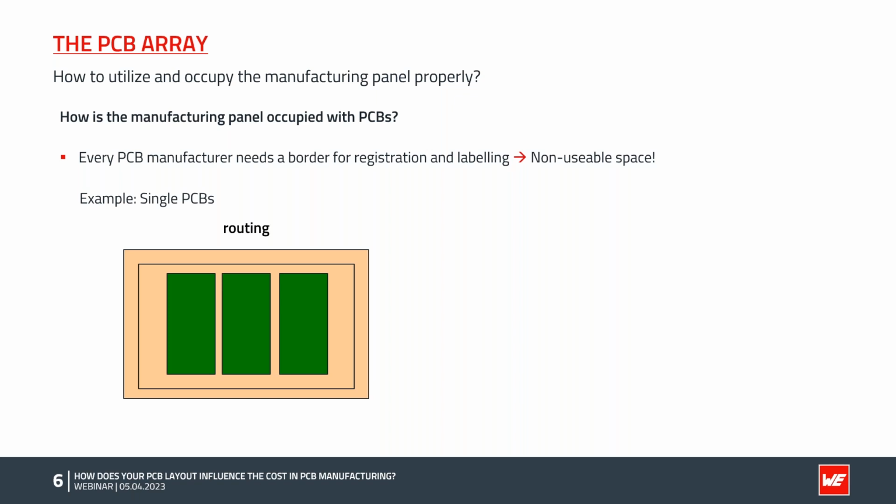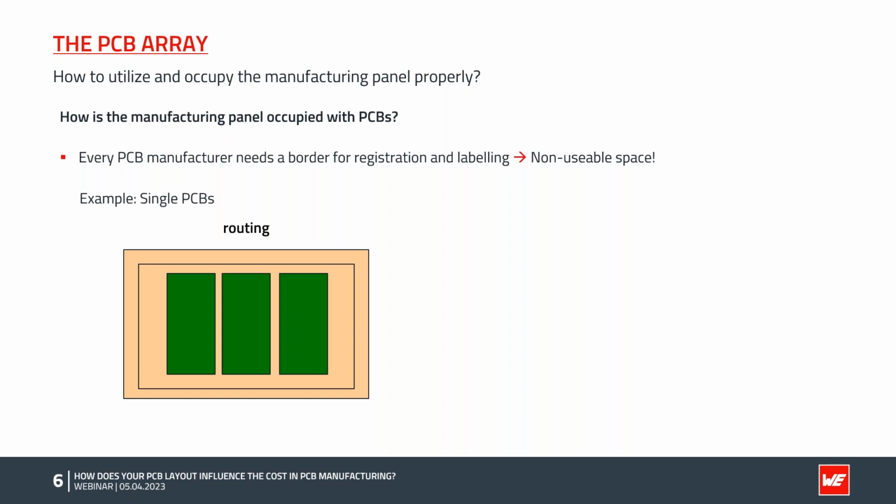There is still a frame or a border for registration and labeling. So this is space which cannot be used for your PCBs in the manufacturing, so this has to be subtracted from the actual manufacturing panel.